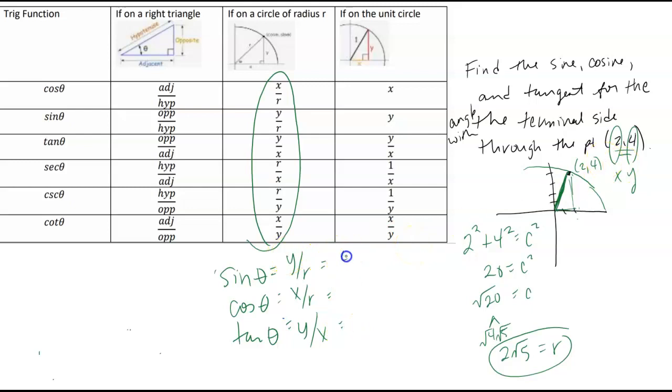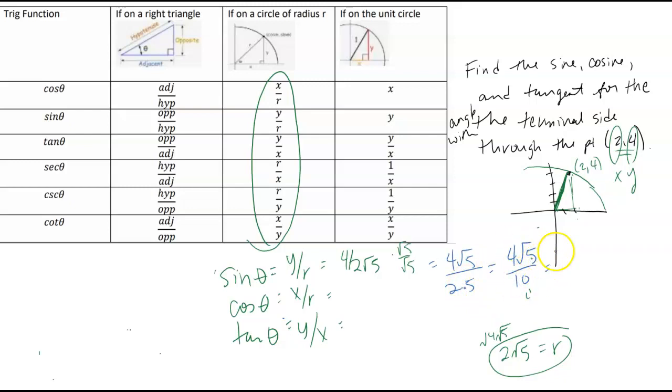So my y is a 4, and my r is a 2 root 5. So sadly, this is like the last one where there's a radical on the bottom, so I need to multiply the top and bottom by root 5, so root 5 over 5. So this is actually going to turn into, let me erase some of my scratch work here. This is actually going to turn into 4 root 5 over 2 times 5, which is 4 root 5 over 10, and then you can reduce that, so that's going to be 2 root 5 over 5. I just reduced these by 2, so I divided out a 2 from top and bottom. So that's my answer for cosine, or sine.